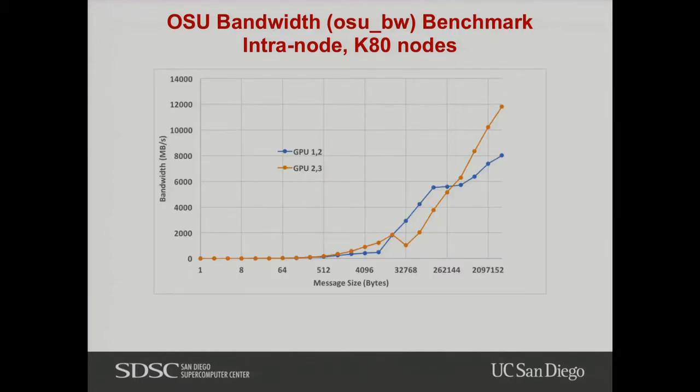Similar story with bandwidth. And again, this is out of the box. So you'll see this dip here. I think that's right at the 8192 GPU direct, right after that. If you look at the case where the GPUs are on different sockets, you can see the bandwidth tops out at about 8 gigabytes per second with the 4 meg size. And when I get to the case with GPU 2 and 3, it tops out at around 10,000, so 10 gigabytes per second.